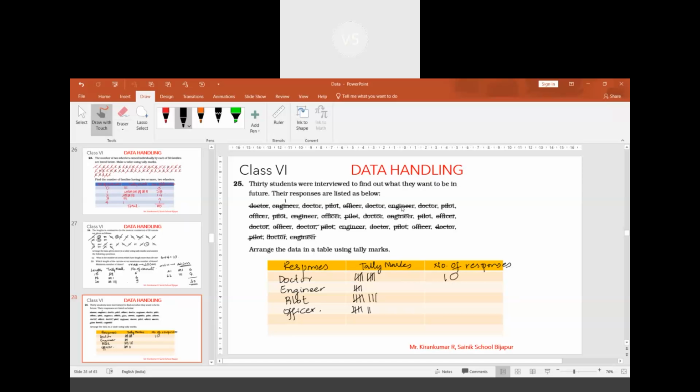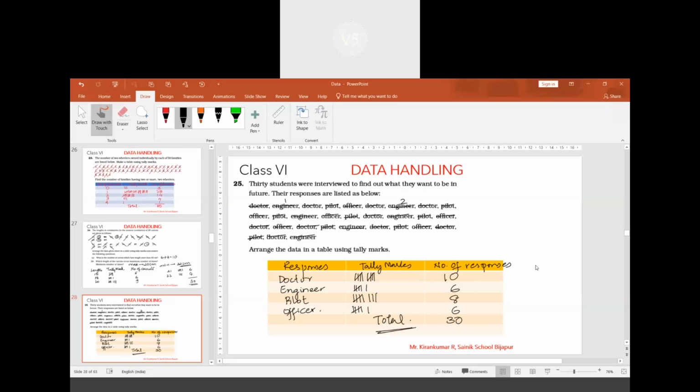Engineer one, I had put it into officer, sir. Officer two, take one out of officer. Oh, I made a mistake here. So 6, 8, 6, 30. Total is 30.